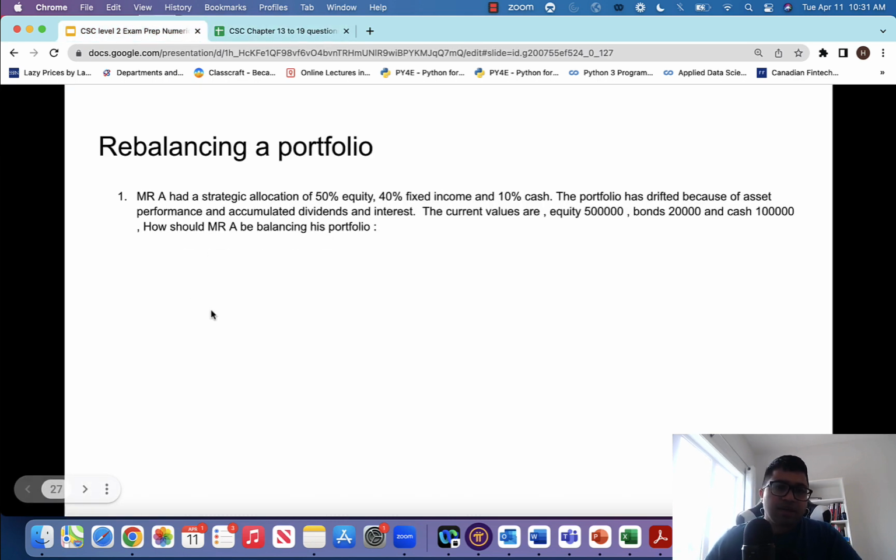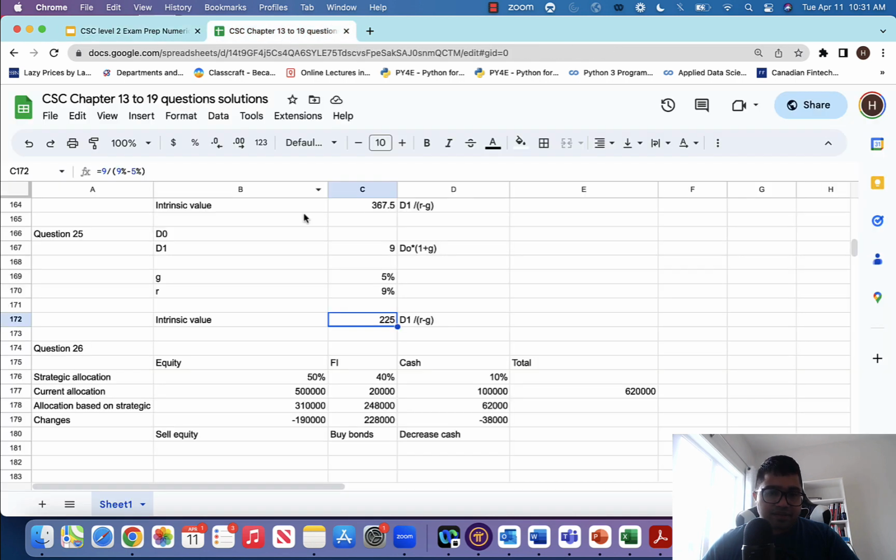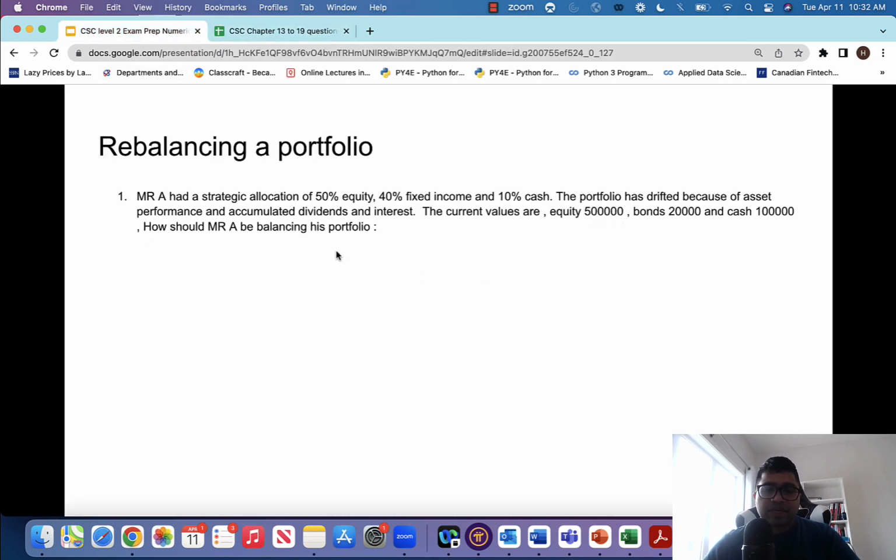And the last one. So, rebalancing a portfolio. Mr. A has a strategic allocation of 50% in equity, 40% in fixed income, 10% in cash. The portfolio has drifted because of asset performance and accumulated dividend and interest. The current values are $500,000 in equity, $20,000 in bond, $100,000 in cash. How would you rebalance? Let me first check. Yes, it is $20,000, so no need to worry. I thought it was 200. So it's 20,000. So you have to calculate how to rebalance.